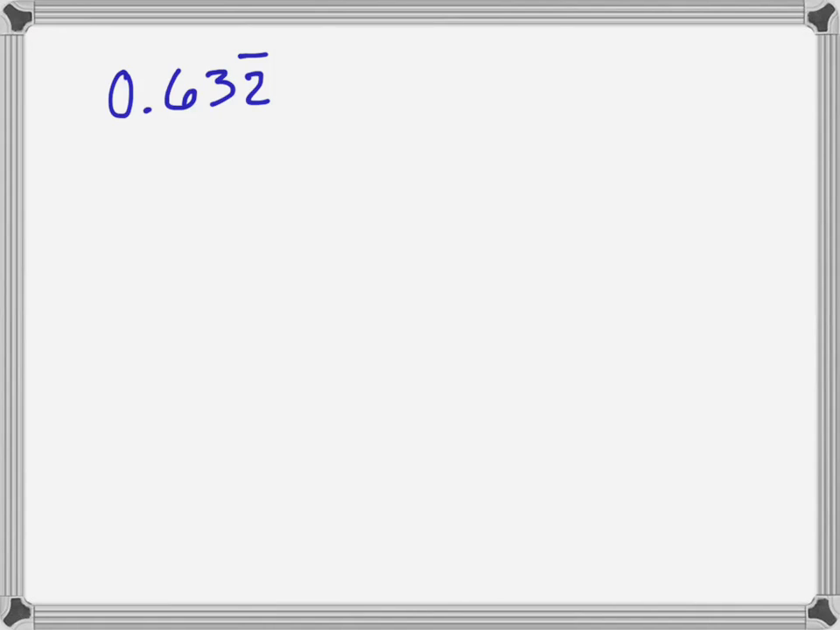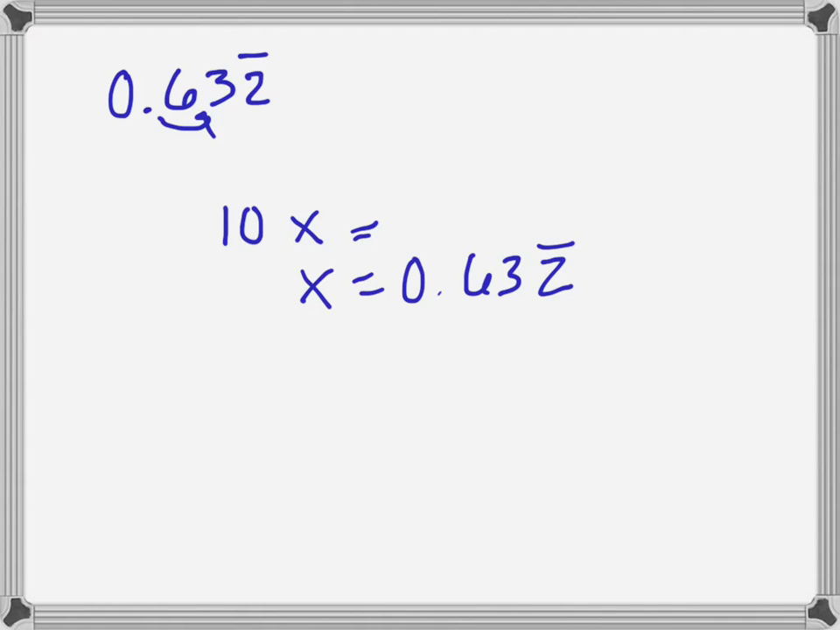All right, one final example. Okay, so we'll start out the same. X equals 0.632 repeating. Okay, now in this case I only have one digit that's being repeated, so I only need to multiply by a power of 10 with 1 zero. So 10x equals, right, my decimal is going to move 1 place to the right, and I will have 6.32, and then it's the 2's that are repeating forever, none of the other numbers.